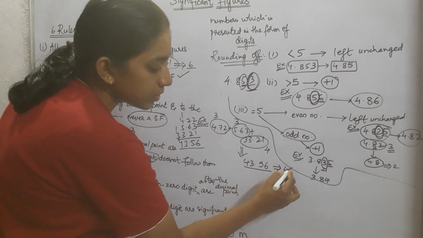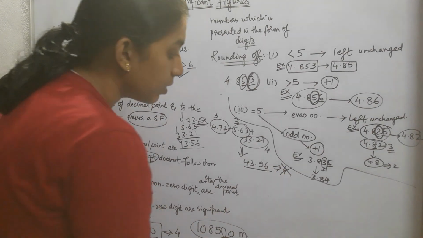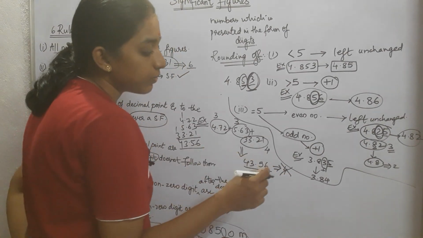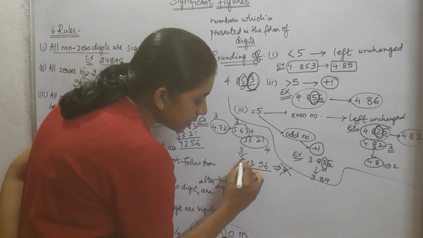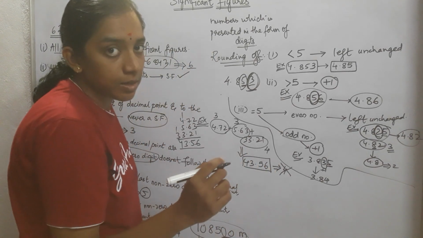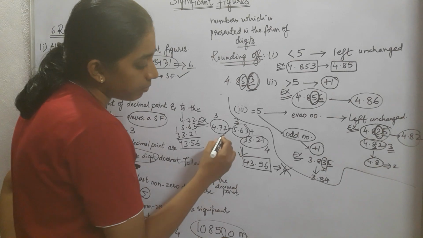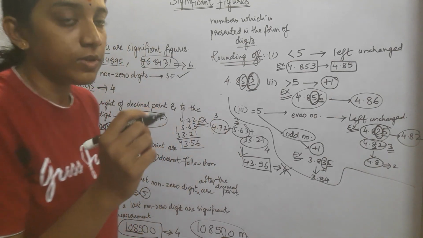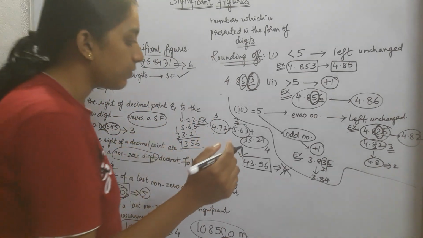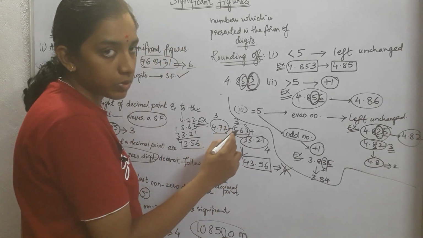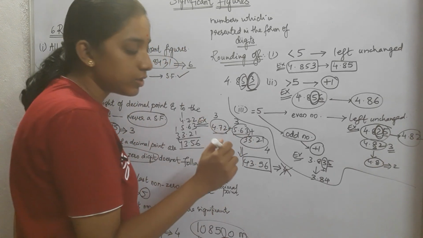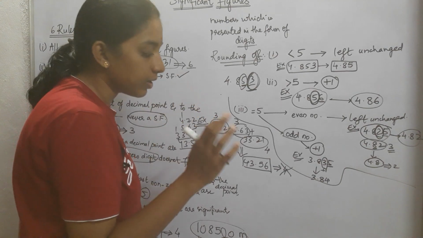But this is the wrong answer. Why? Always the number of significant figures in the result should be least. In the result, we should always get the least number of significant figures. What does that mean? In the problem, we have to check which value has the least number of significant figures. So 4.72 and 5.63 have the least number of significant figures. So our result should also contain only 3 significant figures.